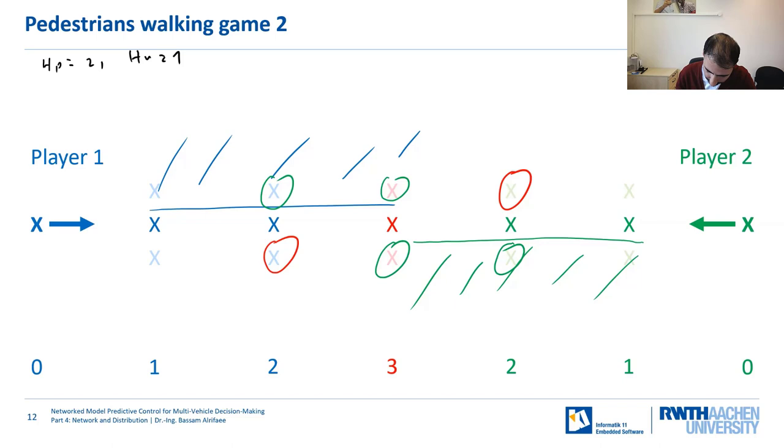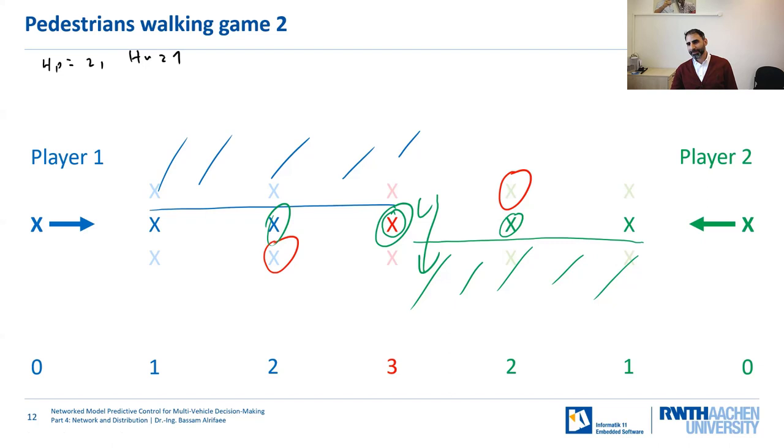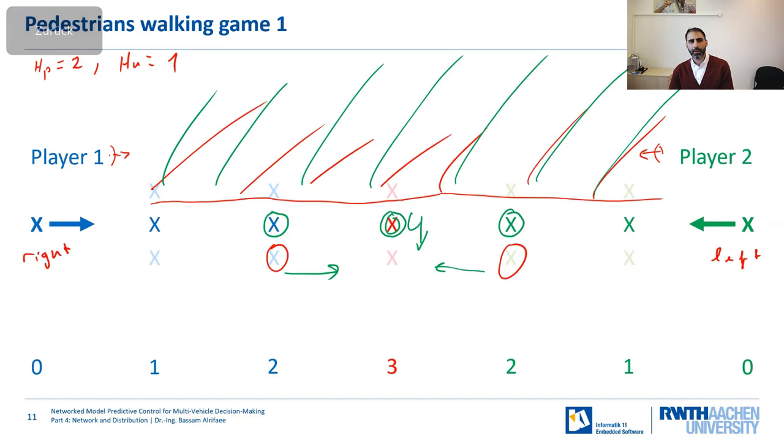So player number one moves to the reference. Player number two decides the same. And again, we have a collision. So you see that there is no solution here, right? In the first example, I showed you that if they are not coordinated and I force them to go in the wrong direction from the perspective of the other, they will collide.